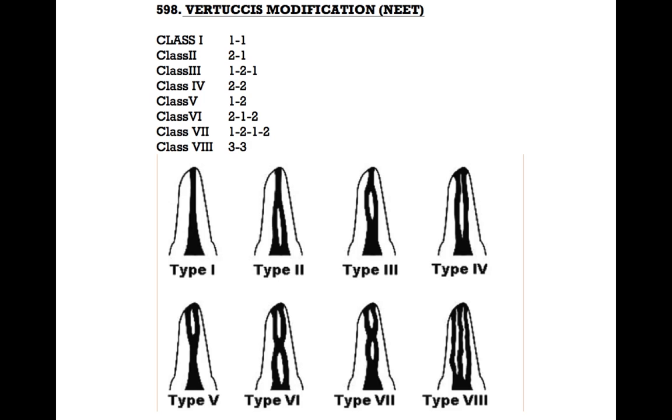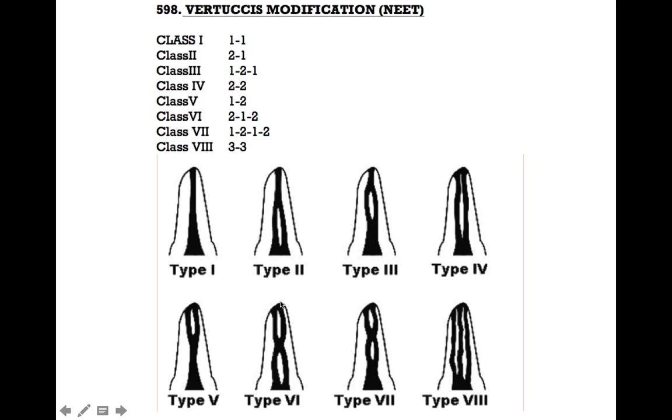The second one is a slight modification of Weine's classification, that is Vertucci's classification. I have seen 1 or 2 questions related to this in the 2017 as well as the 2018 NEET examination. So if you go into detail, class 1 is 1-1, starts as 1, ends as 1. Class 2 is 2-1, starts as 2, ends as 1. Class 3 is 1-2-1, starts as 1, bifurcates into 2 and ends as 1. Class 4 is 2-2, starts as 2, ends as 2. Class 5 is 1-2, starts as 1, ends as 2. Class 6 is 2-1-2, starts as 2, united to form 1, again 2.